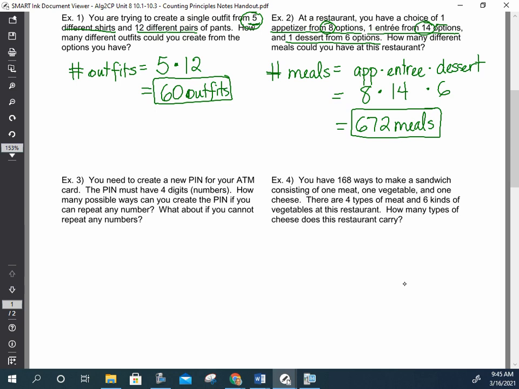The PIN must have 4 digits, numbers. How many possible ways can you create the PIN if you can repeat any number? What about if you cannot repeat any numbers? So this is a 2-part problem. One part is if you can repeat it. The second part is if you can't repeat it.